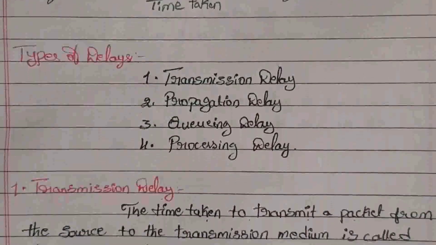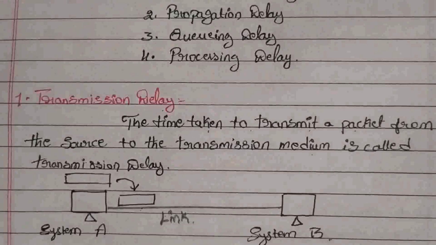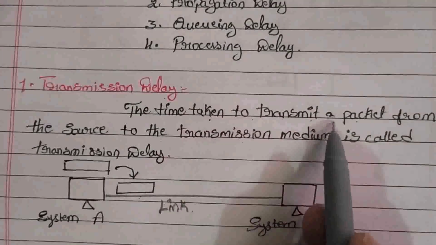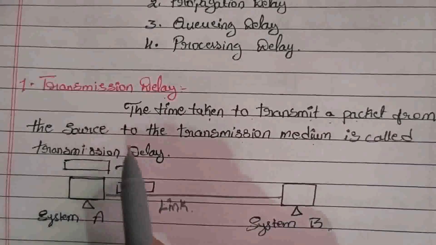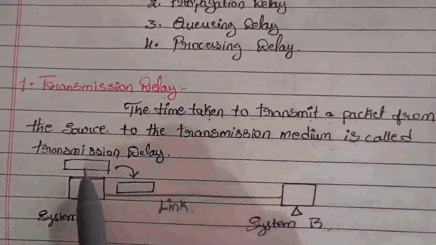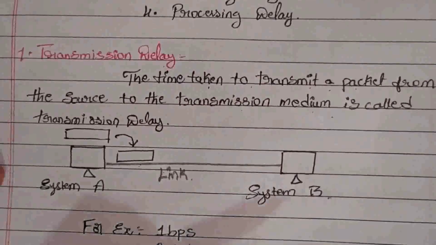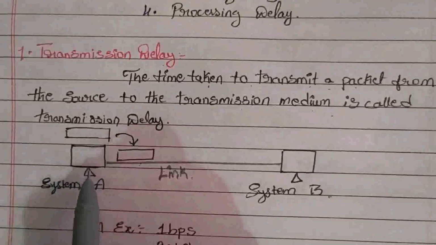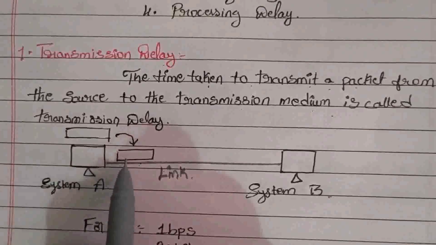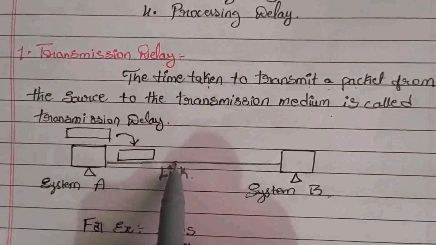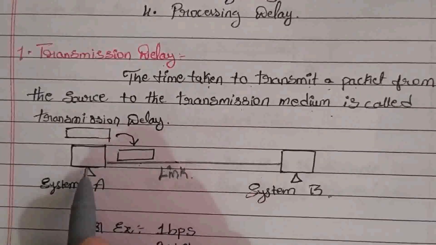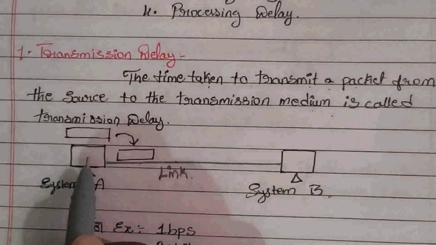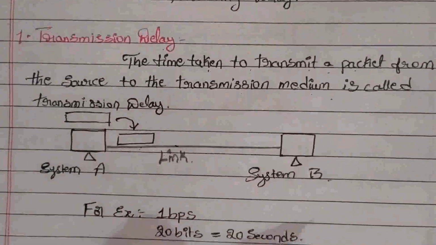I will go one by one. We explain the types of delays. Transmission delay: the time taken to transmit a packet from the source onto the transmission medium is called the transmission delay. For example, here system A takes time to put a packet from that system onto the link or transmission medium. System A takes 1 second to put one packet onto the link. That is called the transmission delay.